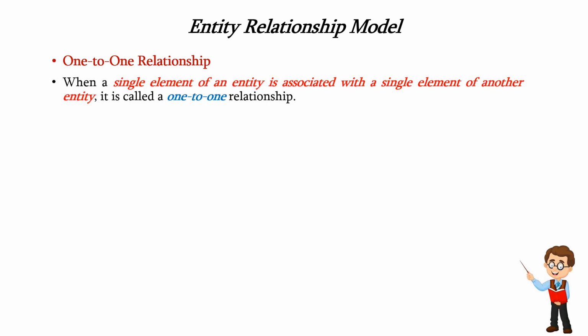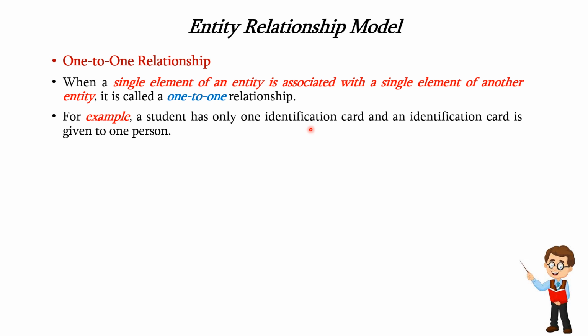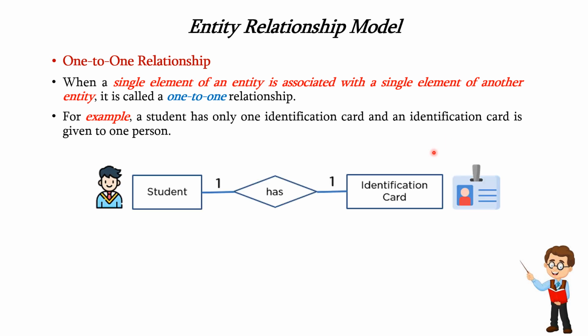Now let us see about the types of relationship. First we have one-to-one relationship. When a single element of an entity is associated with the single element of another entity, it is called a one-to-one relationship. For example, a student has only one identification card, and an identification card is given to one person. So here we have an example illustrating this concept.